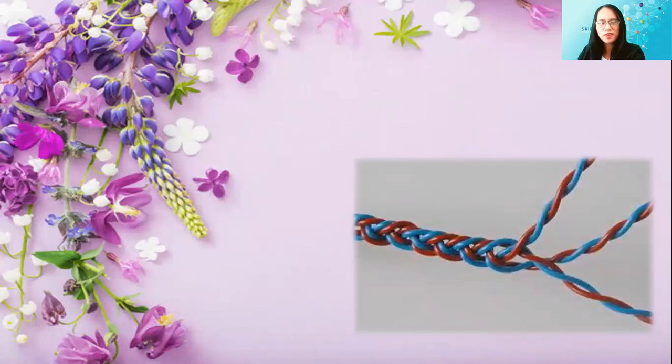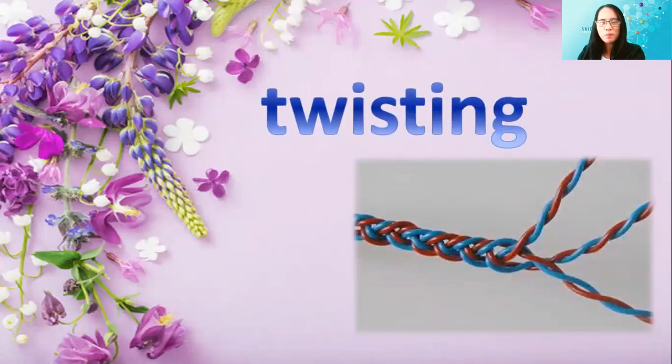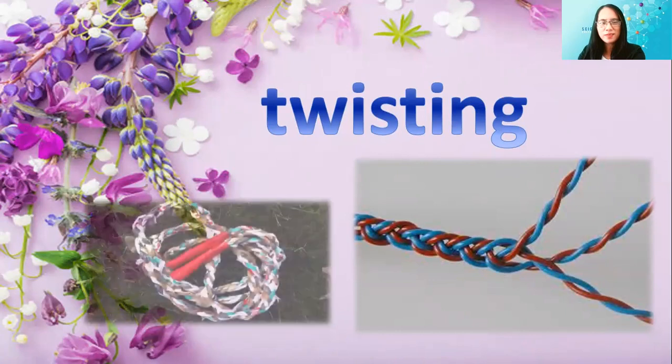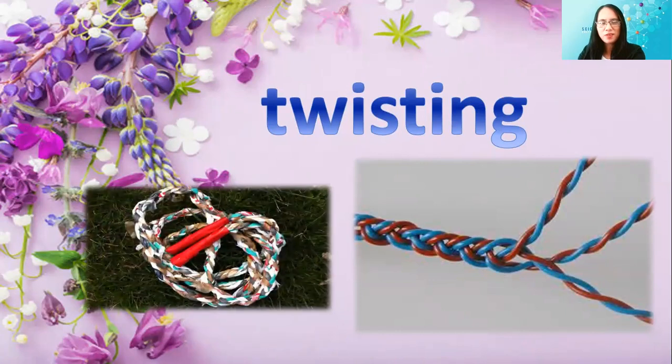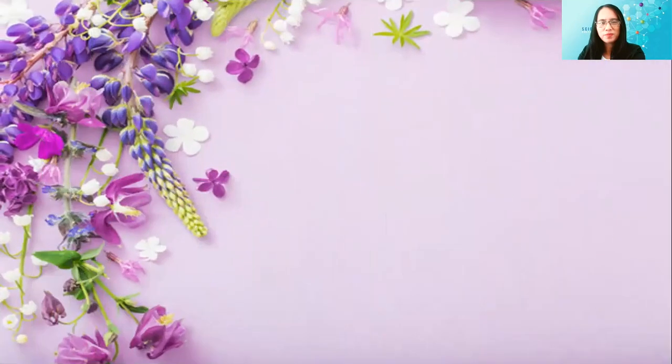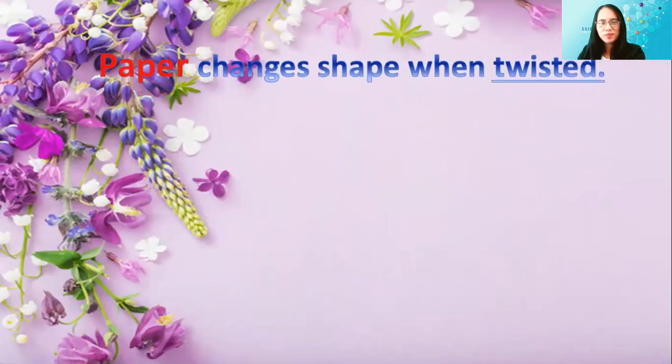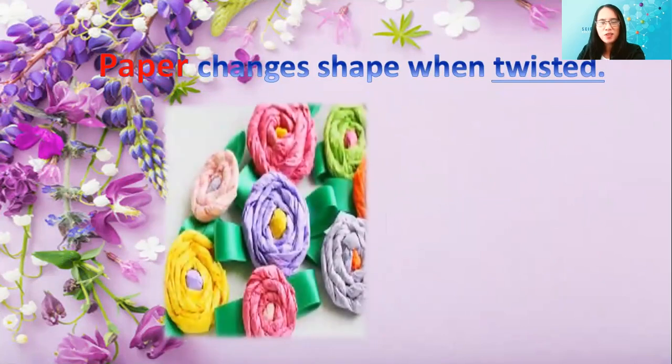Another one is by twisting. Not only paper can be twisted. So paper changes its shape if twisted, just like this.